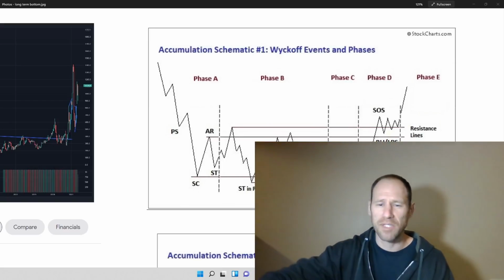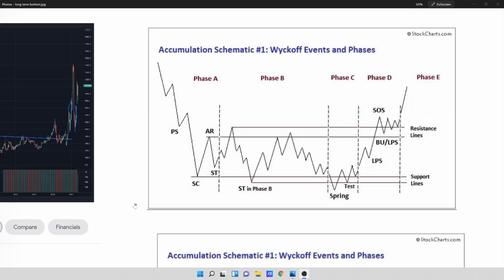What I've got behind me, and let me get myself out of the way here, are the Wyckoff events and phases. This is an accumulation schematic. You come down and get what I consider to be a double bottom, almost. You get one bottom here, another bottom here, you come on up, and then you zigzag a little bit before heading way on up. Usually you come down, accumulate, and then go back up.